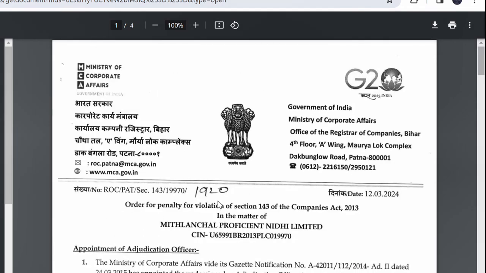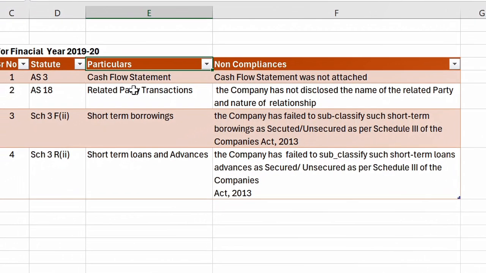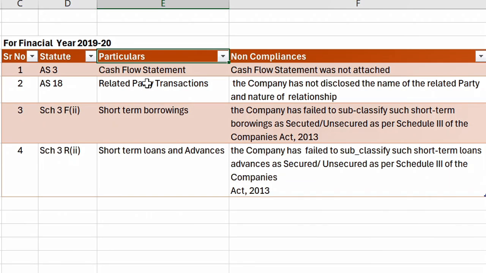During the year 2019-20, the auditor got changed. So they have separately issued a notice to that auditor with respect to the non-compliances. With respect to financial year 2019-20, I have summarized the non-disclosures which the ROC has observed. These are also primarily related to the cash flow statement which was not attached. The second one is the related party transaction. The company has not disclosed the name of the related party and the nature of the relationship.